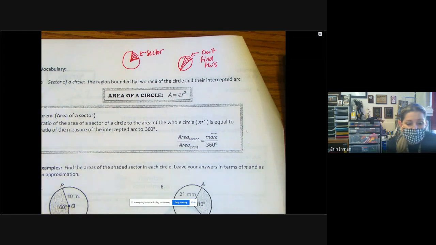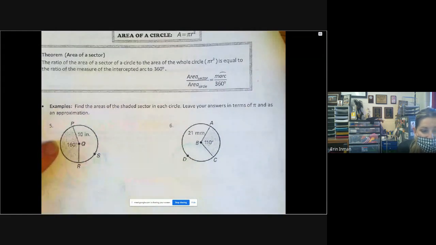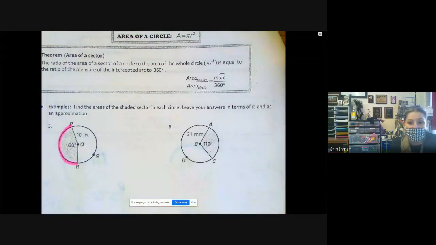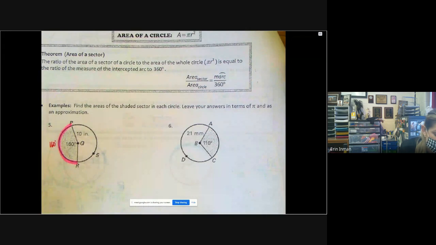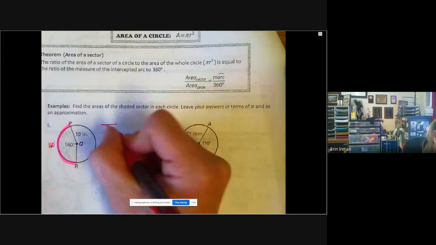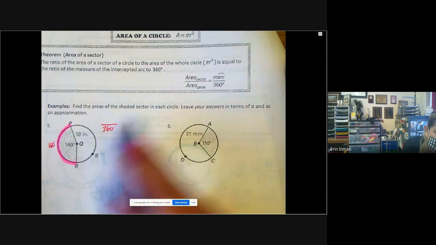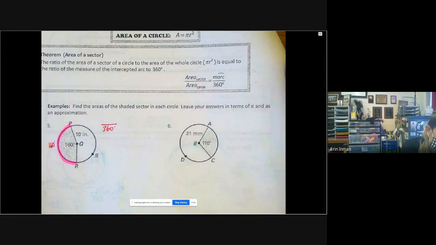Okay, so looking at some examples, you have this shaded area. We see that this has a central angle of 160 degrees. So I know that this arc PR also has an arc measure of 160 degrees. And I have a tendency to always start with my angle, even though I know it says area here first. It does not matter the order that we're doing this, left to right. It does matter numerator and denominator, and making sure that we're talking about angles with angles and areas with areas.